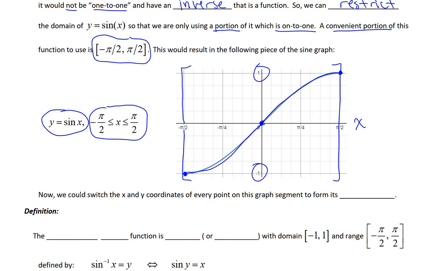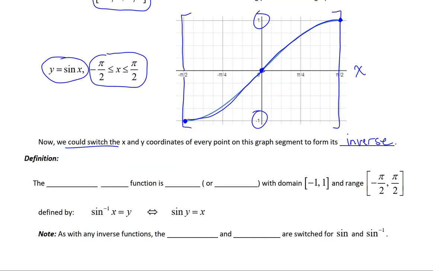Now, we could switch the x and y coordinates of every point on this graph segment to form its inverse. Again, going back to algebra, that's the rigid definition of an inverse. You just switch every x and y coordinate from a graph, and the new graph is the inverse.